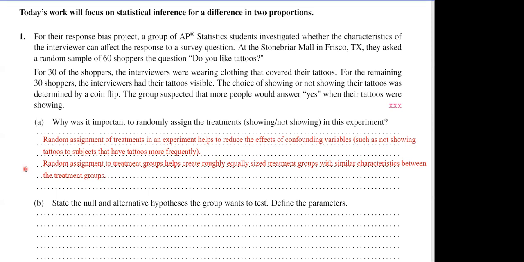we do that to help reduce the effects of confounding variables, also known as lurking variables, such as not showing tattoos to subjects that have tattoos more frequently. So if you're not showing the tattoos to the subjects, but the subjects have tattoos, then they may be more likely to say, oh yes, I do like tattoos. I have some myself, right?